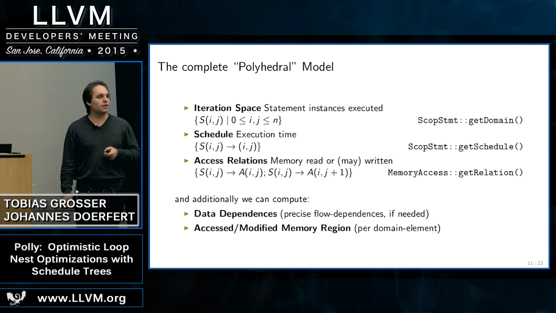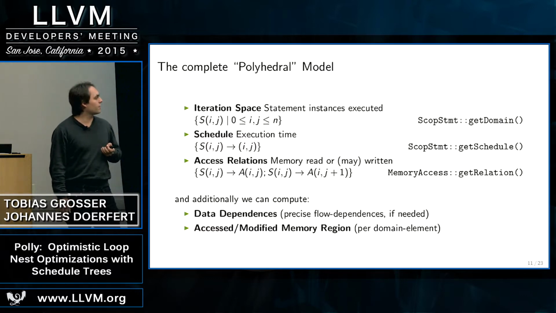So multidimensionality is very important, and Polly is recovering that. Johannes will be talking a little bit about that later. And then from this kind of basic information, we can derive more information.